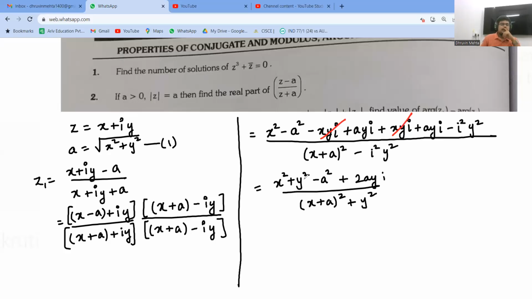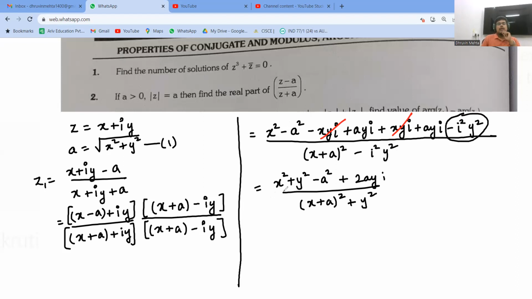So check this Arush, this is what you should get in the numerator. When you expand completely, two terms will get cut, minus xyi plus xyi, and i square is minus 1. So now this is x square plus y square minus a square. Check this, you should get this.